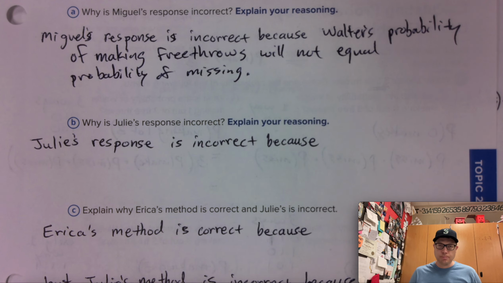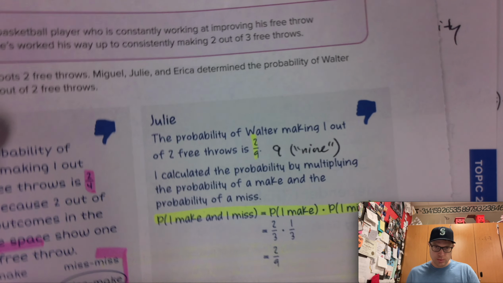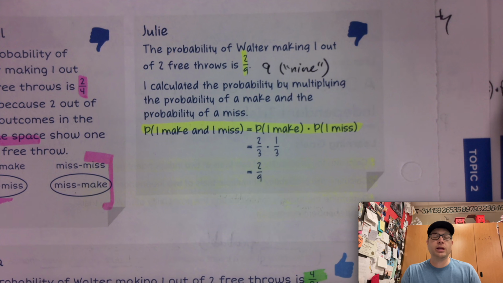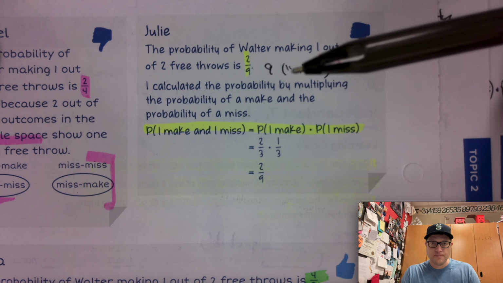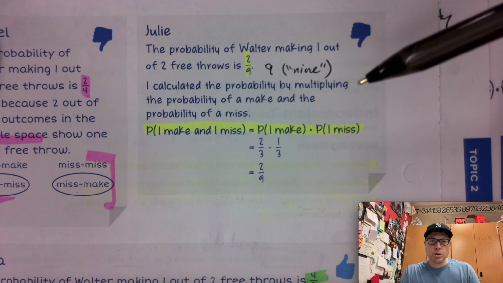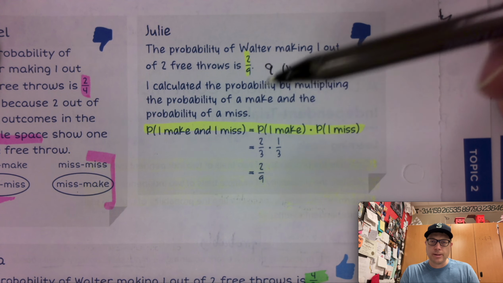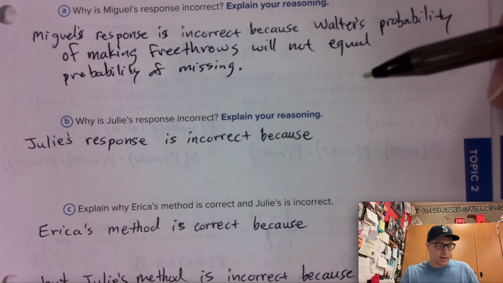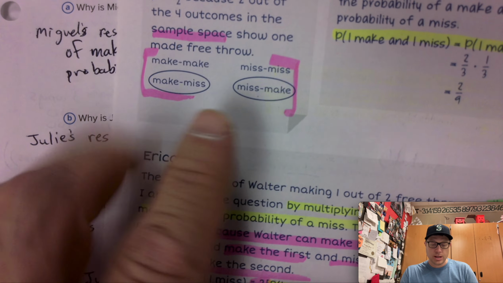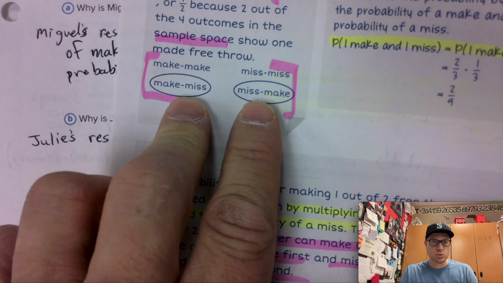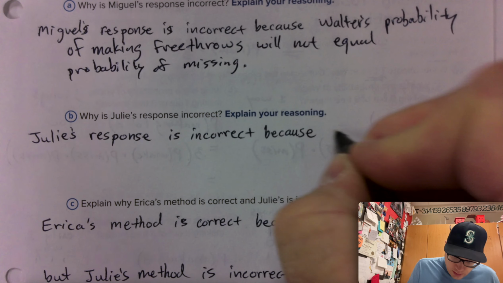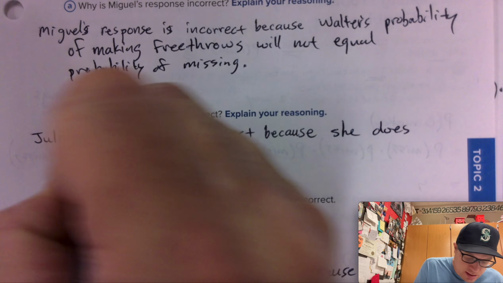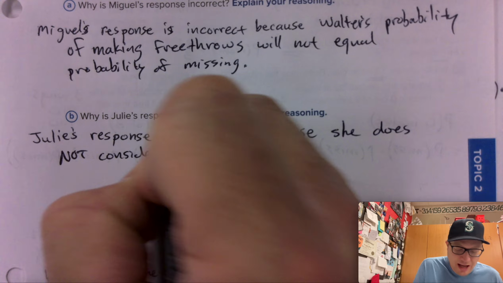Okay, so part B, Julie. Julie has an incorrect response. She said 2/9 is the probability that Walter will make 1 out of 2 free throws. So she calculated the probability of a make and a miss. Julie's response is incorrect because she's not considering that there are 2 different ways Walter can miss 1 out of 2 free throws. I want to make sure I say that. Does not consider. Maybe you skip ahead to see how I finish writing this, all right?